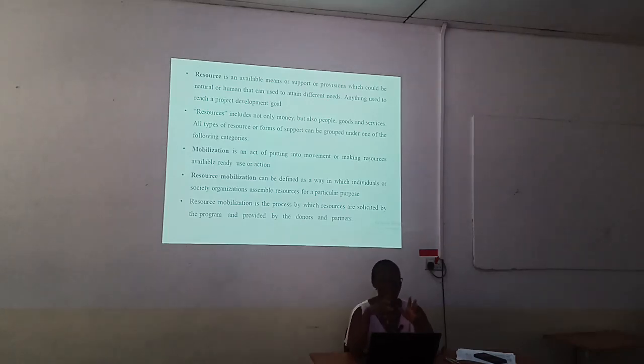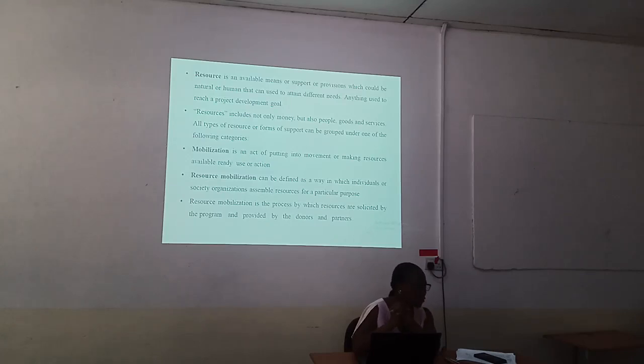So just as I said, it's not only money or financial resources. If we think of resources, anything that is used to reach a project development goal is a resource. Resources do not only include money; they also include people, goods and services. That's why I say it's anything a project requires to achieve the project development goals. We should not only think of money as a resource.